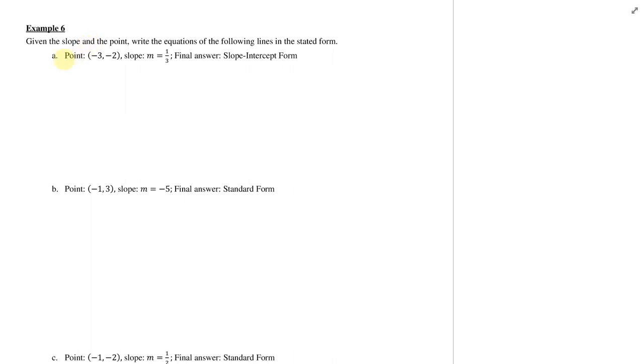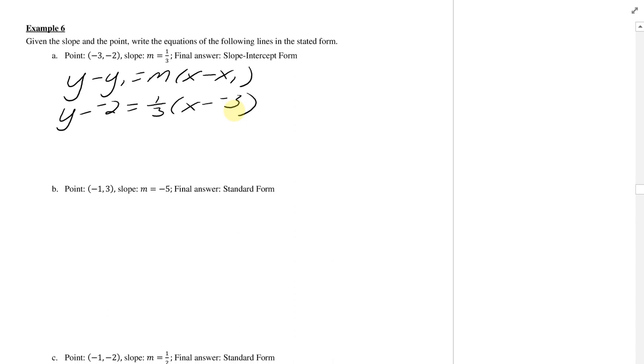Why don't you go ahead and just pause the video. Go ahead and use whichever technique you'd like. You've got the point, you've got the slope, and you need to have this in slope-intercept form. Hit play when you're ready to see the solution. Okay, so for this one, I will use the point-slope form, but if you use the other form, that's totally fine. So I'll go ahead and I'll plug everything in as shown.